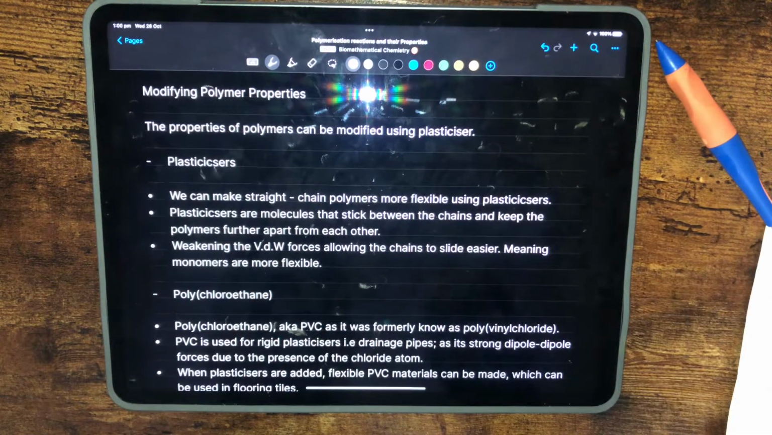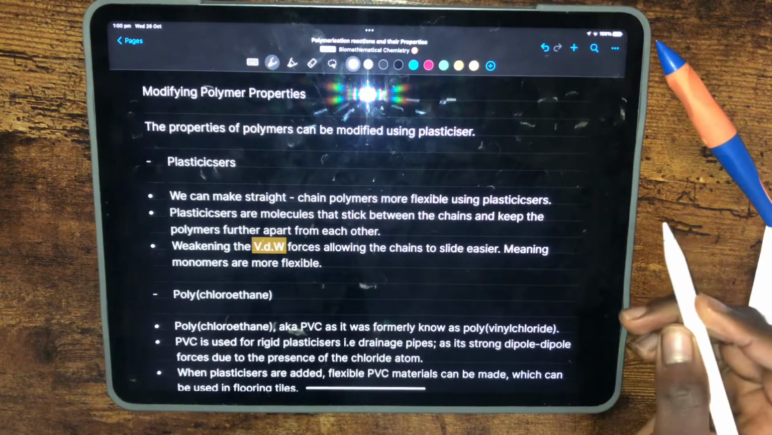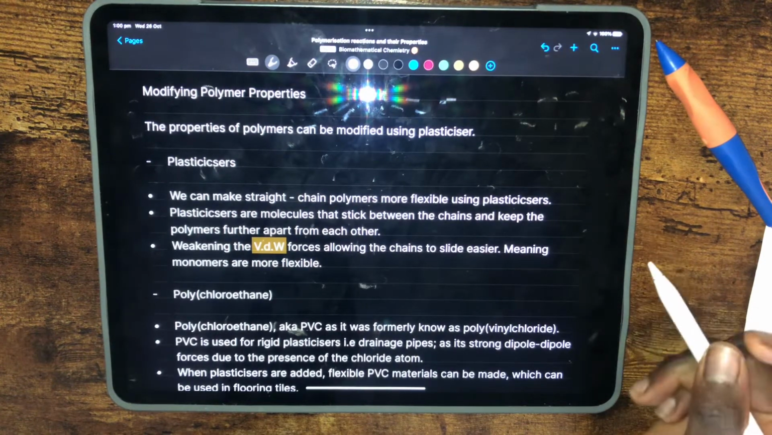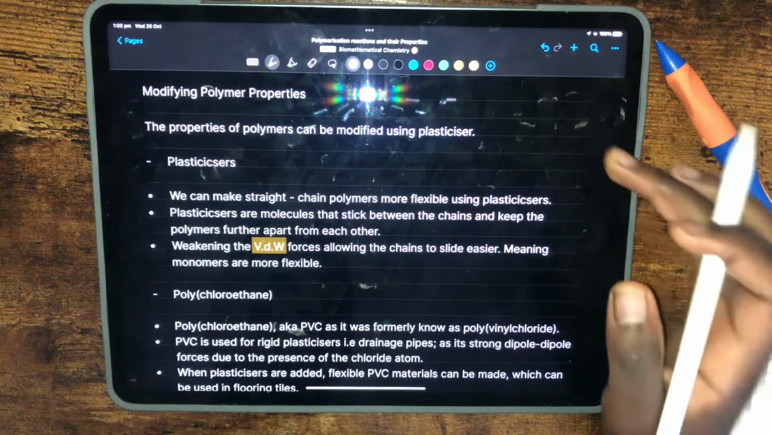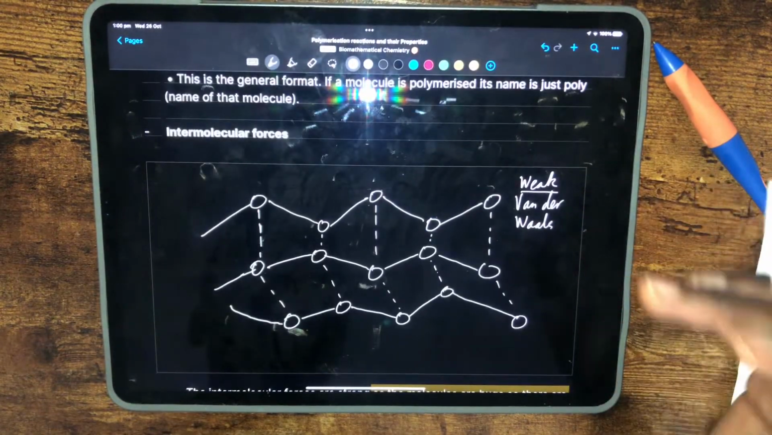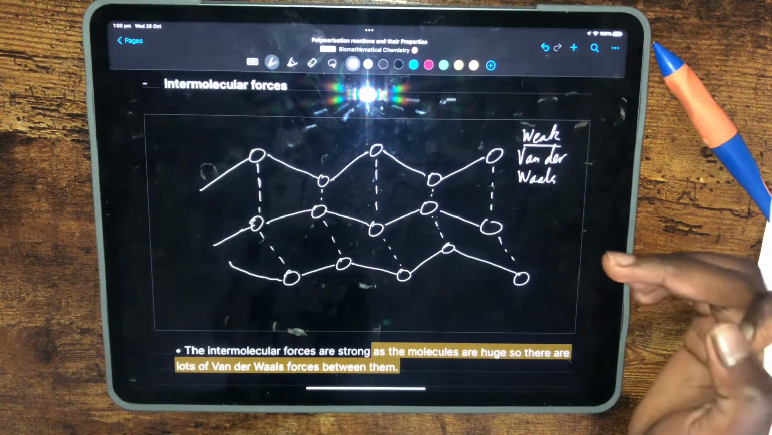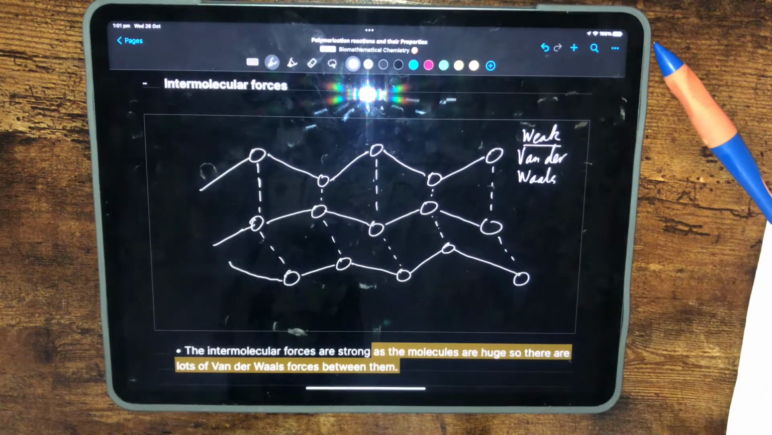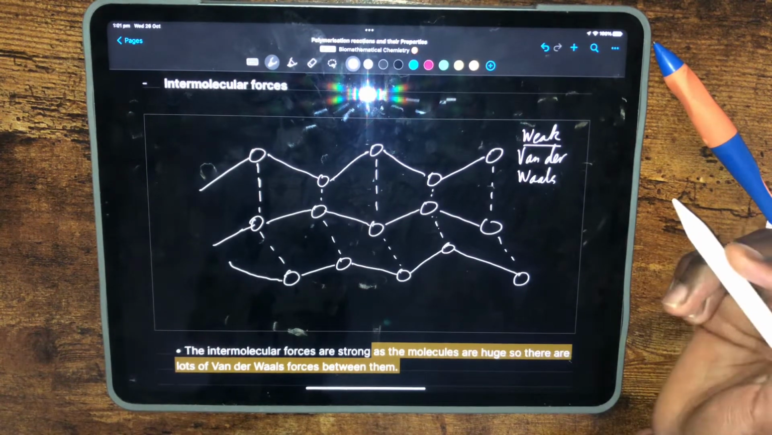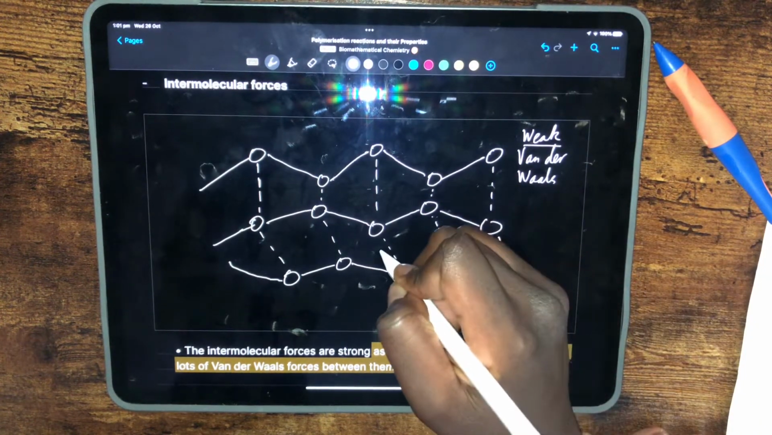Plasticizers are molecules that stick between the chains and keep the polymers further apart from each other, and they weaken the van der Waals intermolecular forces, allowing the chains to slide easier, meaning the polymers are more flexible. If you didn't get what I meant, I'll show you what it means. If you have a very rigid straight chain polymer that you want to be more flexible, you have plasticizers, and these plasticizers just move in between.